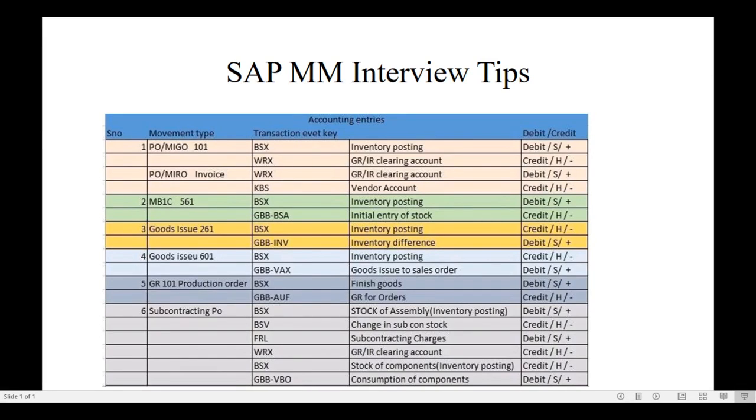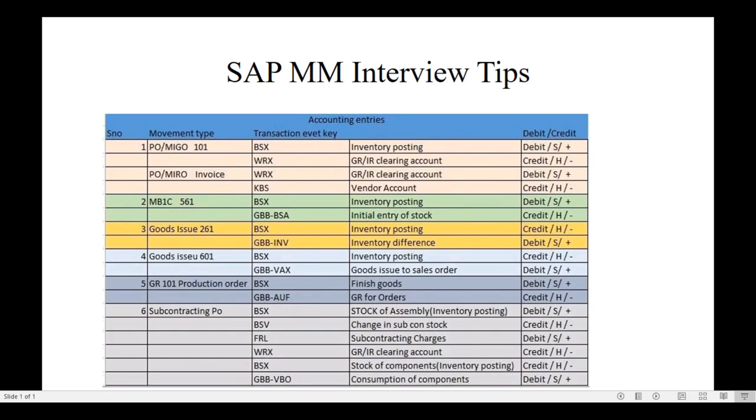Hello everyone. Today I am going to discuss the important topic of interview accounting entries. We all know that there are many entries that the transaction event keys will create, like MIGO, MIRO: goods receipt MIGO, invoice receipt MIRO. Here we are going to discuss the transaction event keys, which are all very important from an entry point of view.